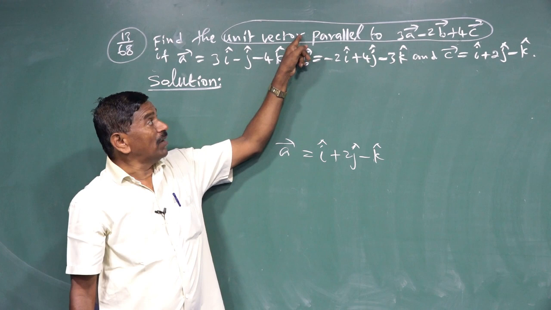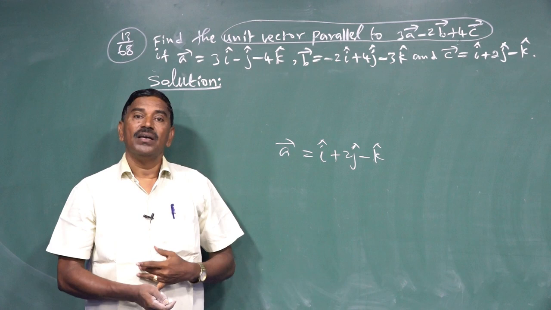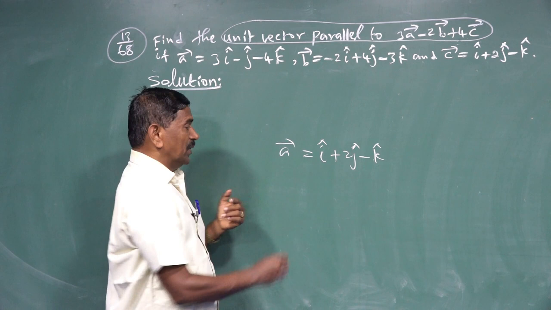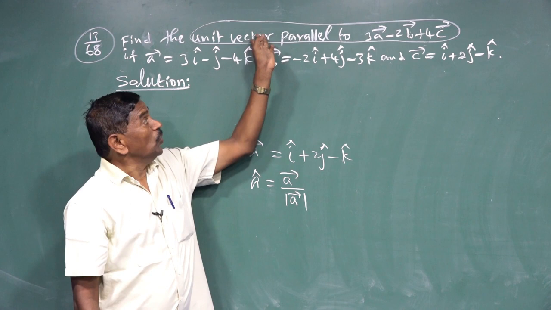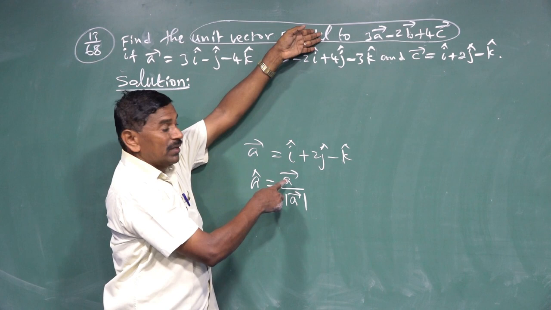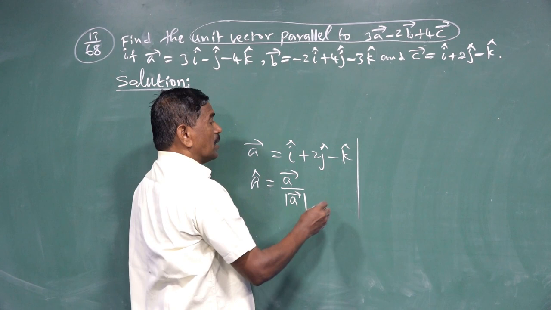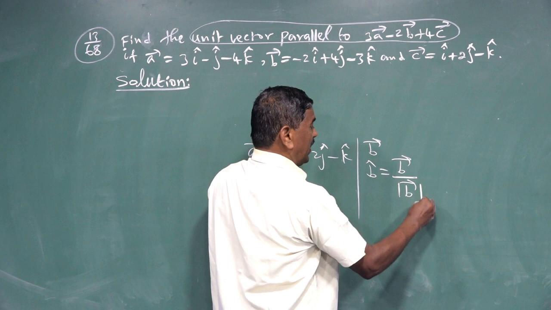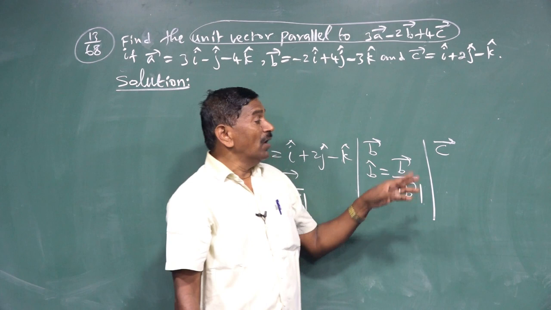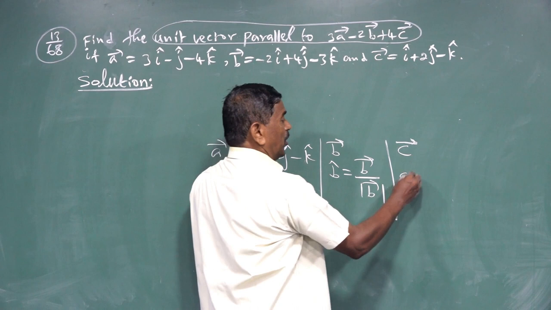Unit vector parallel to A vector is given by, can you tell me the formula? Yes, very good. Unit vector is denoted by cap, that is A cap is equal to A vector divided by modulus A vector, that's all. Suppose a B vector is given. What is a unit vector parallel to B vector? That is B cap is equal to B vector divided by modulus B vector. Similarly, suppose a C vector is given. What is the unit vector parallel to C vector? C cap is equal to C vector divided by modulus C vector.